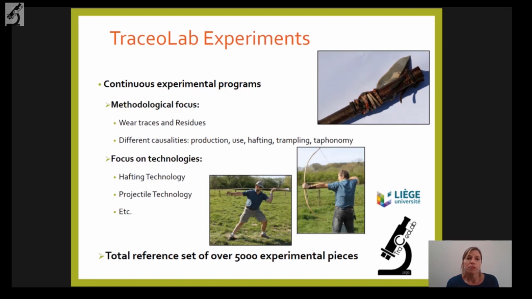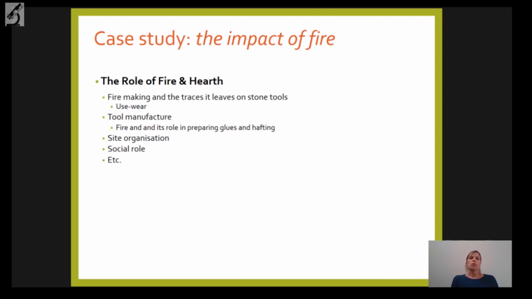At TracerLab in Liège, we've performed a whole range of experiments within the broad context of functional studies. Continuous experimental programs have been going on for a number of years, and experiments have focused both on methodological issues regarding wear traces and residues and the different causes that may lead to their production, but also on technologies, with a specific attention to hafting technology and projectile technology. This has resulted in a total reference set of over 5,000 experimental pieces that can be considered quite reliable for analyzing archaeological stone tools.